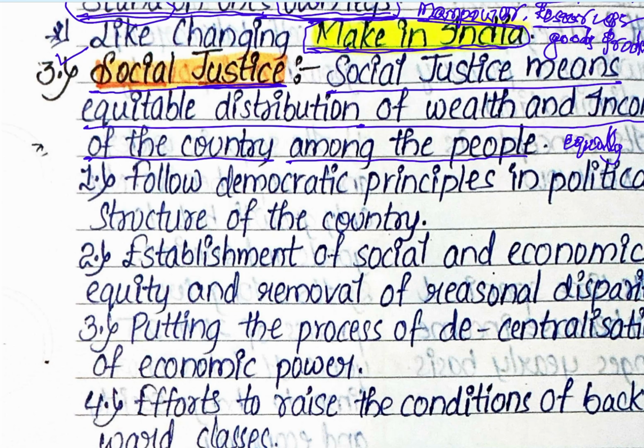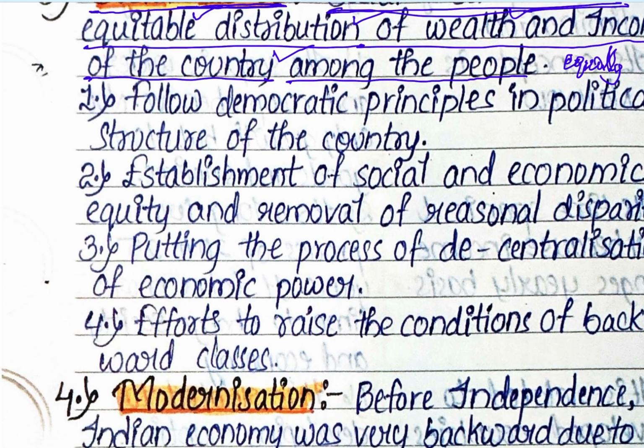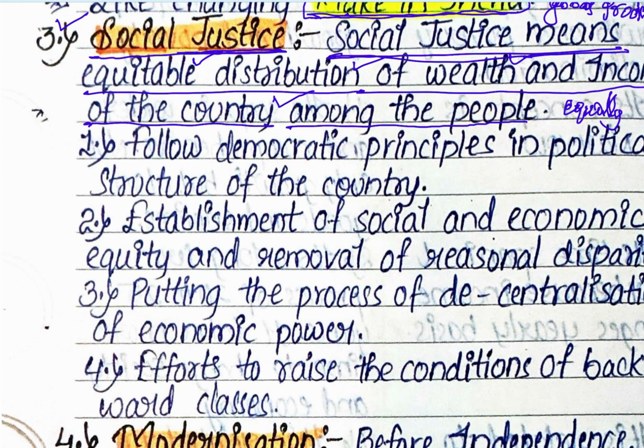Equally, that is called social justice. In our society, we should not show any social differences or discrimination between the people. So equitable distribution is very important. Equitable distribution of wealth and income of the country among the people equally, that is called social justice. We should not show any inequalities in the society, that is called social justice. So for economic development, social justice is also very important.